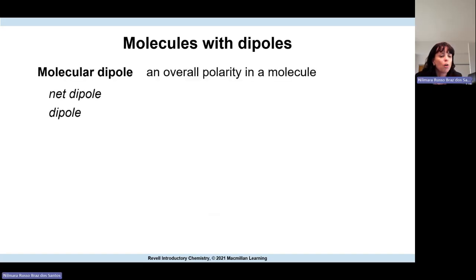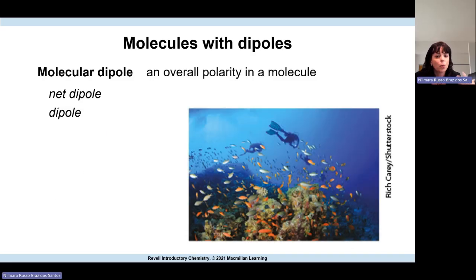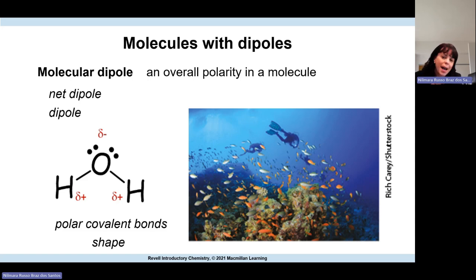Molecular dipole, the overall polarity in the molecule, not bond dipole. So polar covalent bonds have a tremendous impact on molecule properties. Molecules with polar covalent bonds often exhibit an overall polarity, called molecular dipole. Sometimes we call it a net dipole or simply dipole. A molecule with a dipole has one side with a slight positive charge and one side with a slight negative charge. We already talked about that on the slide before.